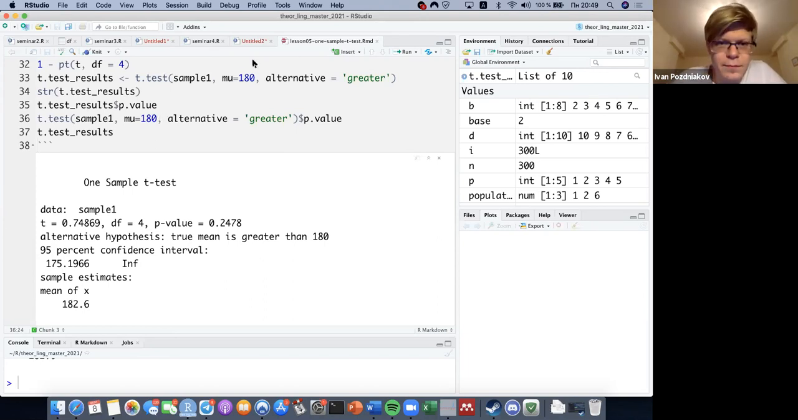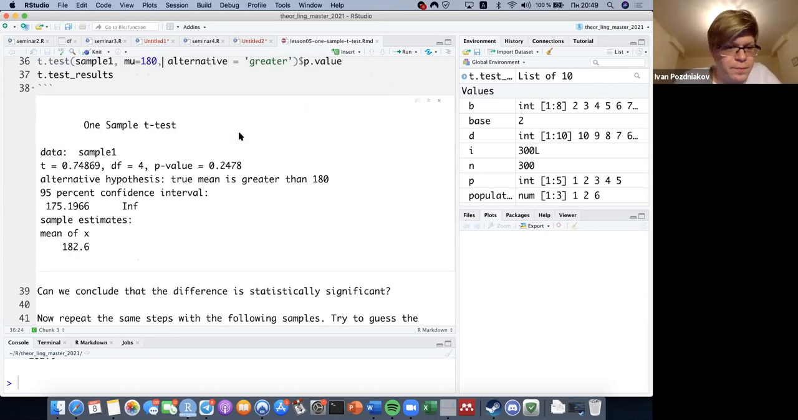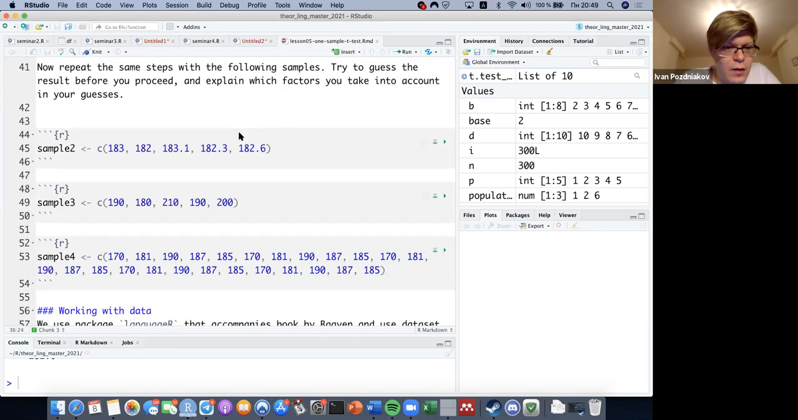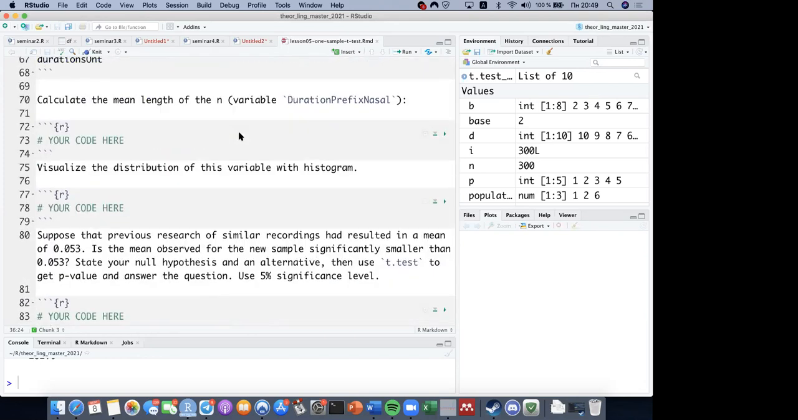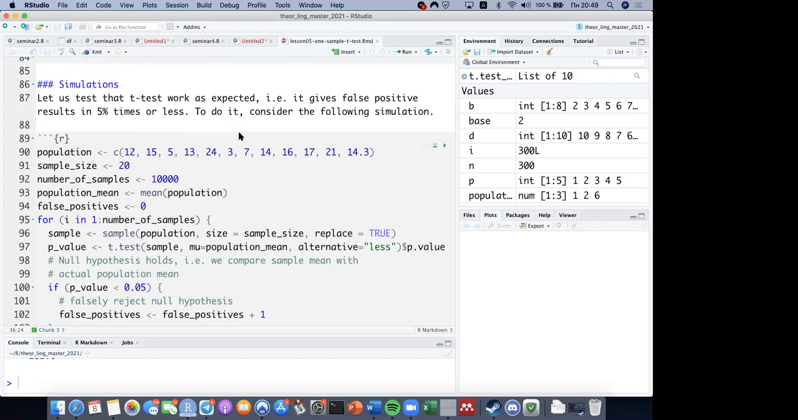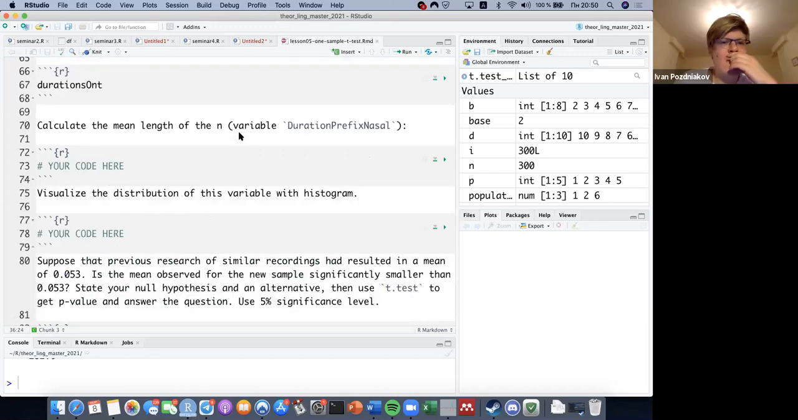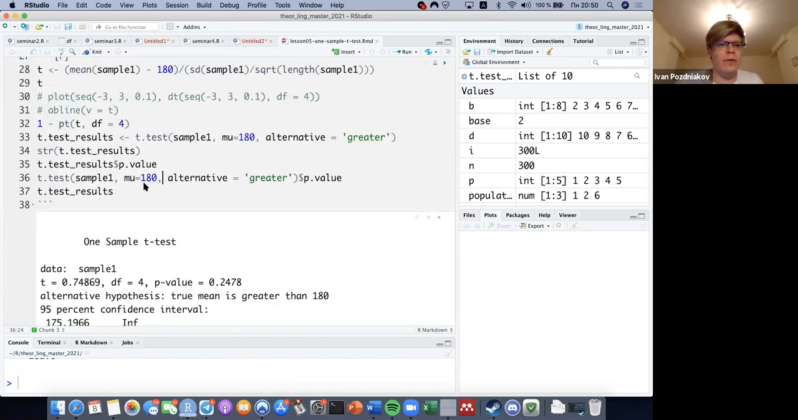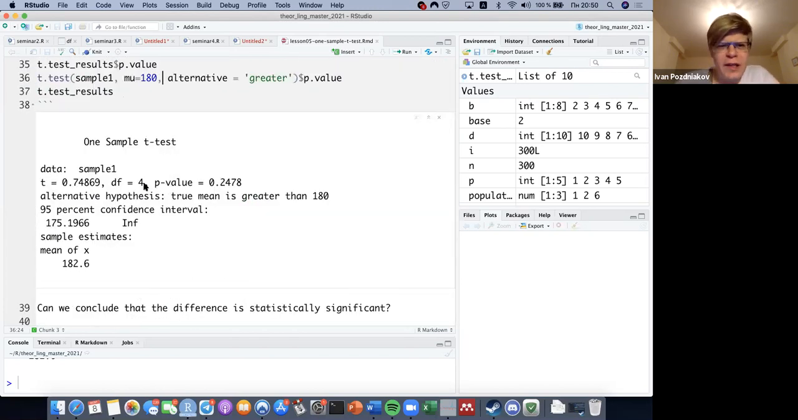Okay, let's go further. Can you please explain what this line with confidence interval means? Yeah, confidence interval. I think you didn't study with Ilya what is confidence interval.